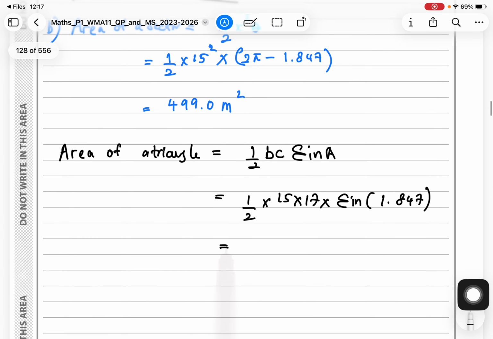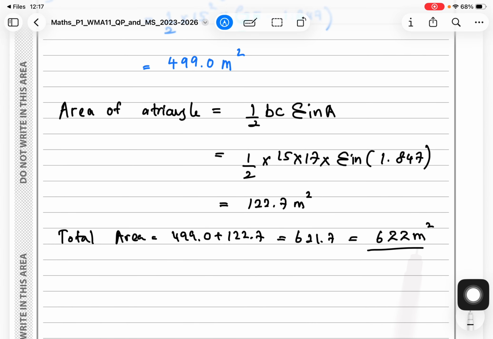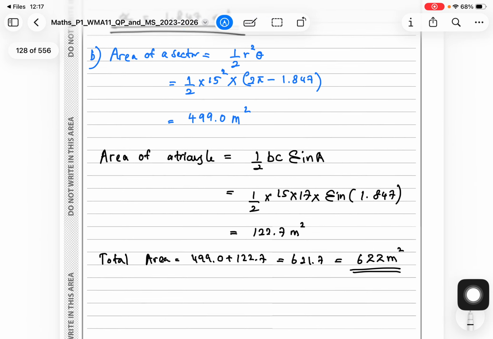Okay, this one would be 122.7. So the total area is literally the addition of both of them. It's going to be 499.0 plus 122.7, which is 621.7. But when you get for 3 significant figures, you get it as this value. Okay.